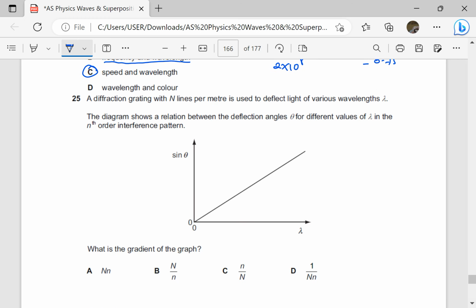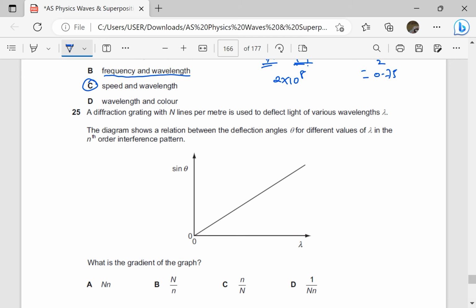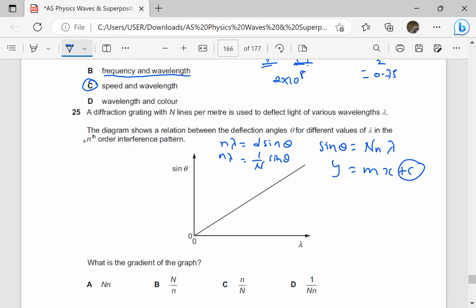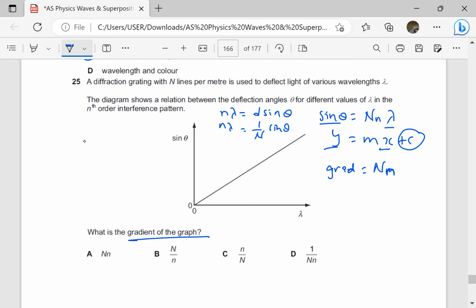A diffraction grating with n lines per meter is used to deflect light of various wavelengths lambda. So we know for a diffraction grating, n lambda is equal to d sine theta. So n lambda is equal to 1 over capital N sine theta. Making sine theta the subject, sine theta is equal to capital N times small n times lambda. Compare with y is equal to mx plus c. There is no c here. On the y-axis you have sine theta, on the x-axis you have lambda. So you see that the gradient is equal to capital N times small n. What is the gradient of the graph? So our answer is A.